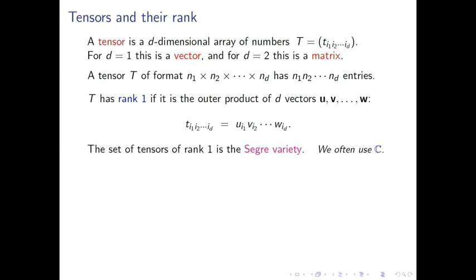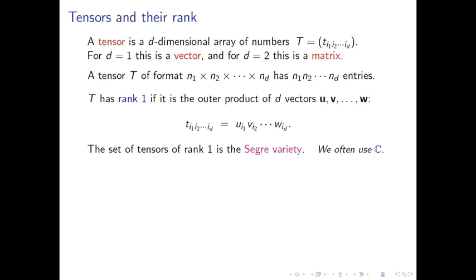Now the simplest tensors are rank 1 tensors. A rank 1 tensor is simply an outer product of vectors. So you all know that a rank 1 matrix looks like this, right? It's a column vector times a row vector, and a rank 1 tensor looks like this. Okay, so same idea. The set of all tensors of rank 1 is an algebraic variety defined by quadratic equations in the tensor entries, called the Segre variety.